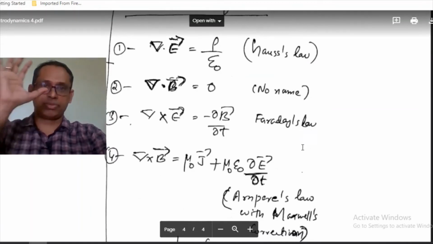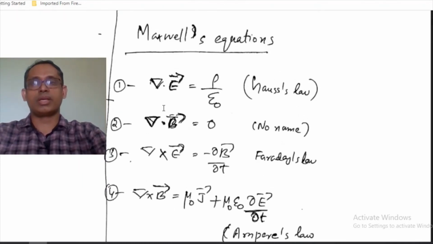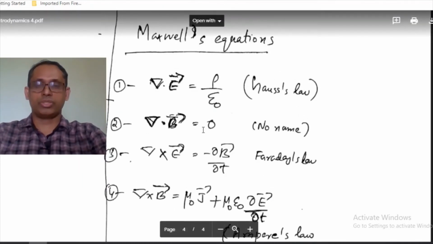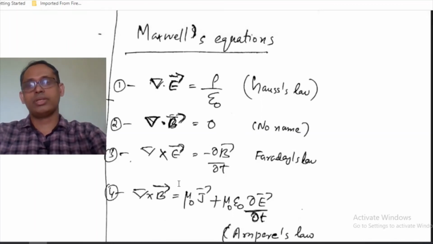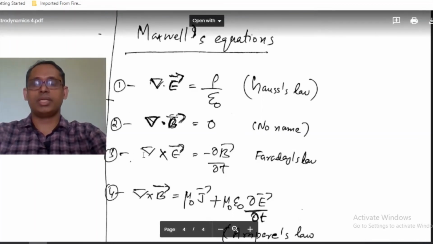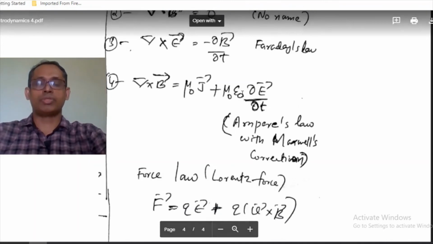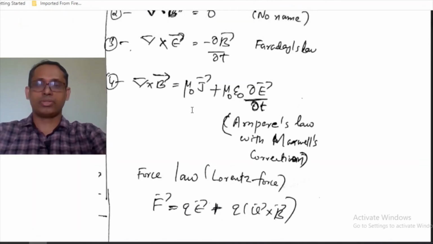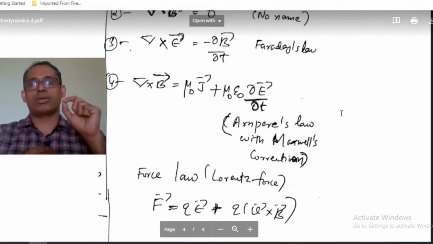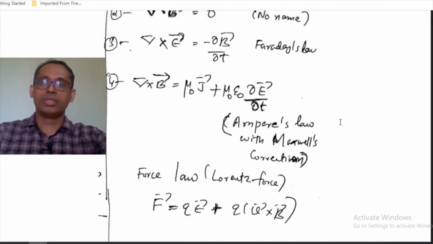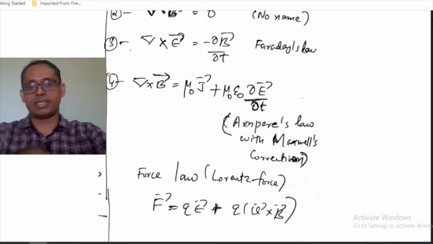So we have the Maxwell's equations now. ∇·E = ρ/ε0, ∇·B = 0, ∇×E = −∂B/∂t. So no change up to this third equation. In the fourth equation, an extra term is added by Maxwell, which is ε0 ∂E/∂t. So ∇×B = μ0 J + μ0 ε0 ∂E/∂t, which is Maxwell's corrected term, which makes ∇·(∇×B) exactly equal to 0 on the right hand side.